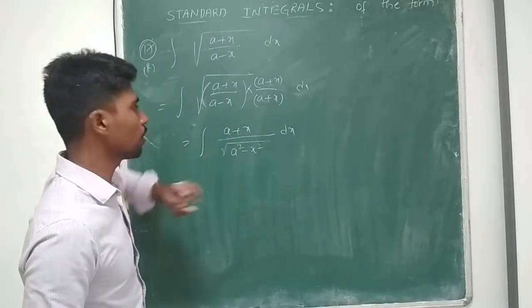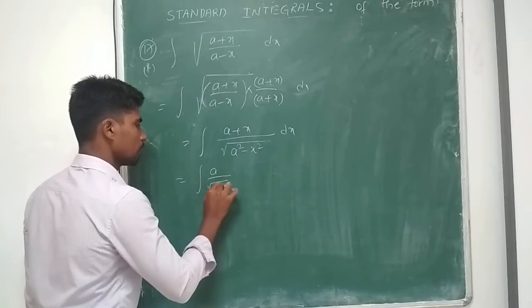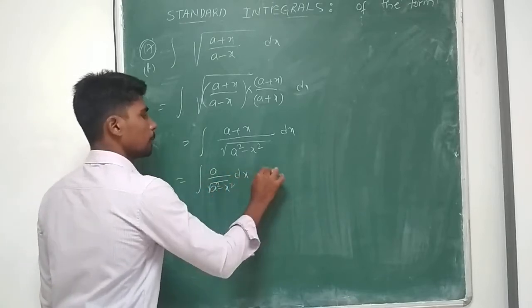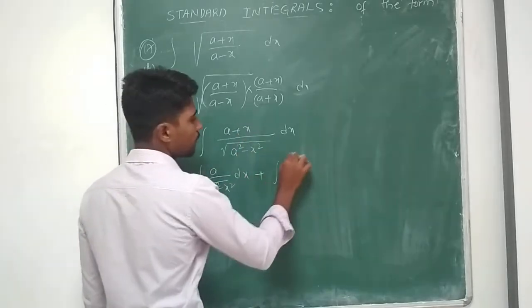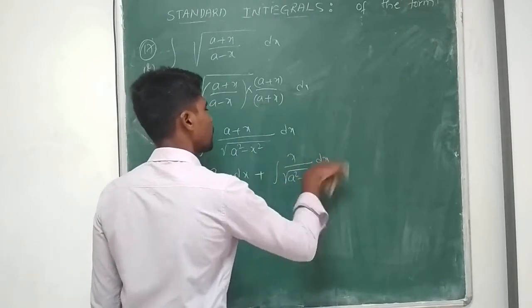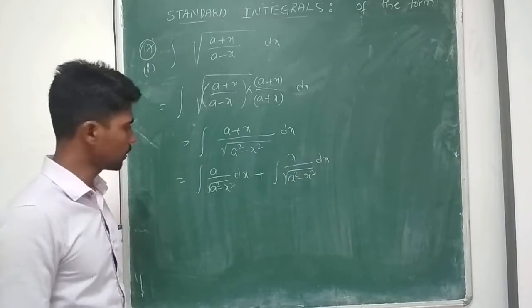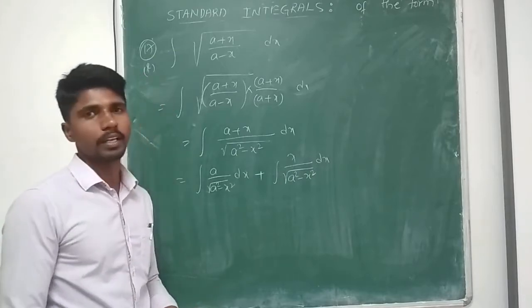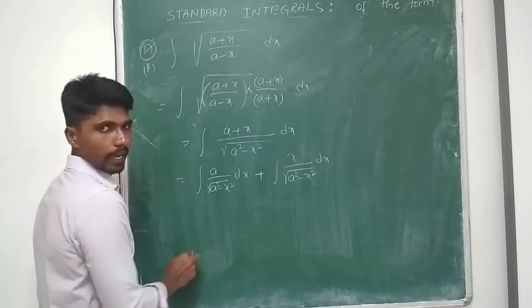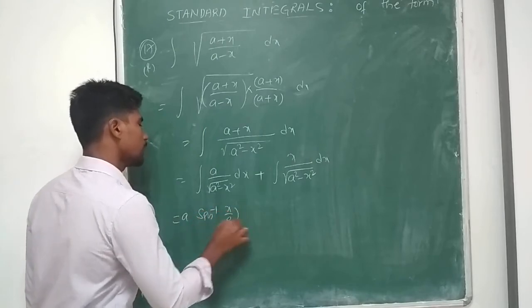So a by root of a square minus x square plus x by root of a square minus x square. So this is in the form 1 by root of a square minus x square. That is directly nothing but sin inverse of x by a. So a I take outside. A into sin inverse of x by a.